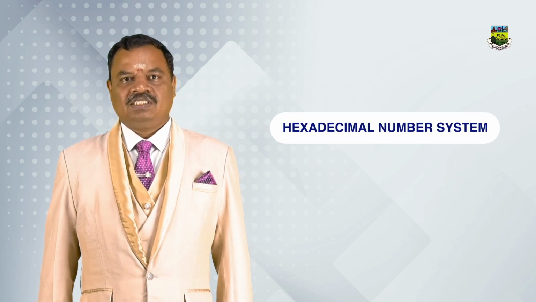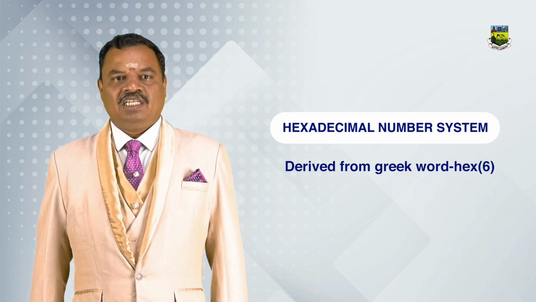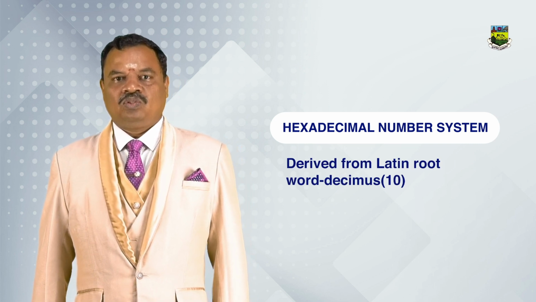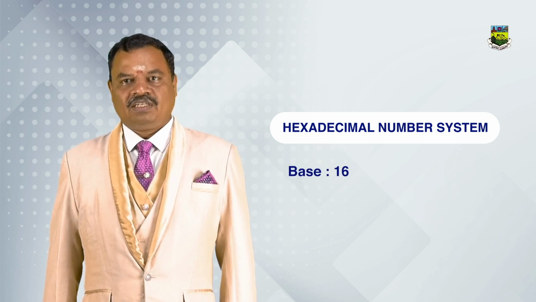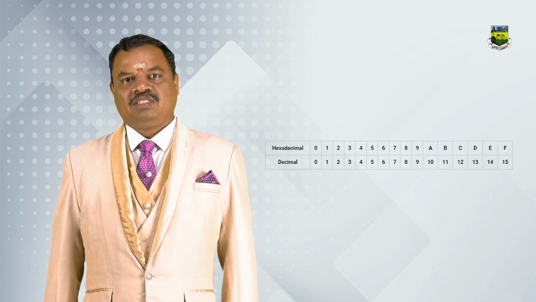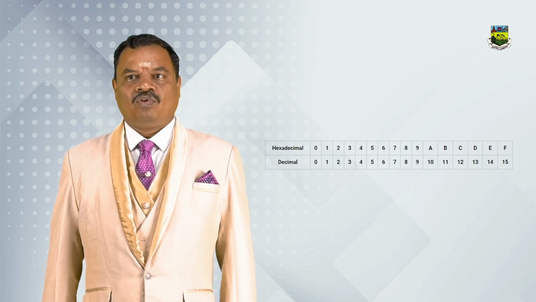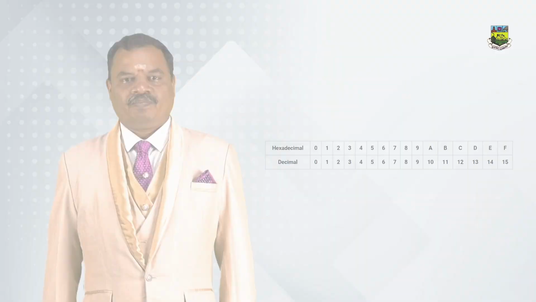Next we pass on to the hexadecimal number system. Hex means 6, which is derived from the Greek word hex, and decimal means 10, which is derived from the Latin root word. So 16 is the hexadecimal number system. The base of the number system is 16, which contains 16 different symbols, namely 0, 1, 2, 3, 4, 5, 6, 7, 8, 9, A, B, C, D, E, F.